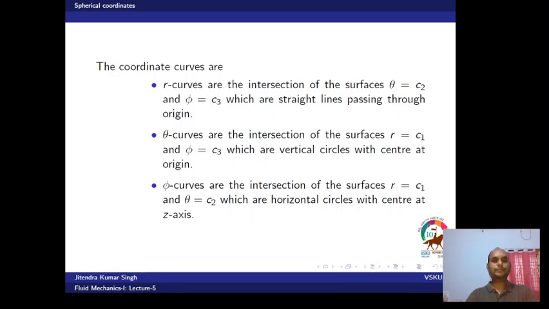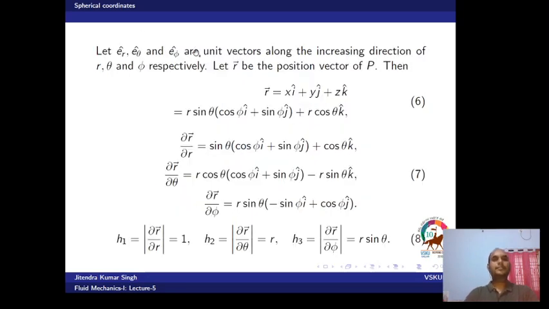Now suppose e_r, e_theta and e_phi are the unit vectors along the increasing direction of r, theta and phi, and let r be the position vector of point P. Then r = xi + yj + zk. So x will be replaced by r sin theta cos phi, y by r sin theta sin phi, and z by r cos theta. So we shall get r sin theta (cos phi i + sin phi j) + r cos theta k. Now we have to find out h1, h2, h3.